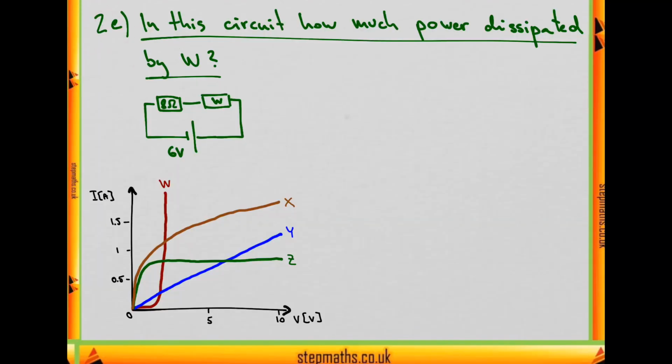Part E is about the same circuit again, where we have the resistor of 8 ohms and the unknown element W in series and a voltage 6 volts applied across these two elements. And the question is, how much power is dissipated by W? First of all, we notice that W is a diode. It has infinite resistance, then suddenly almost zero resistance. So let's look at it in more detail.